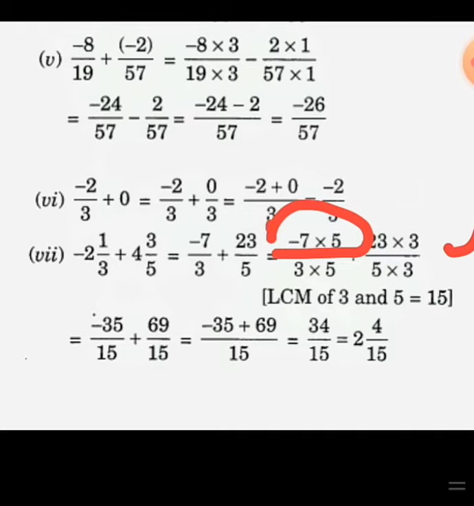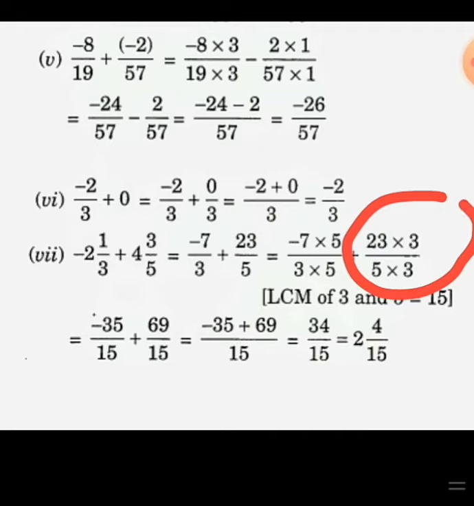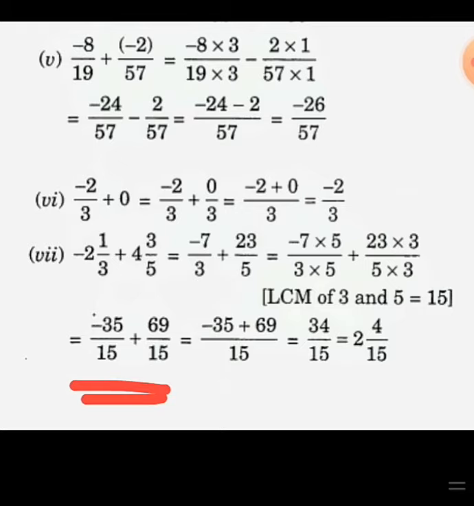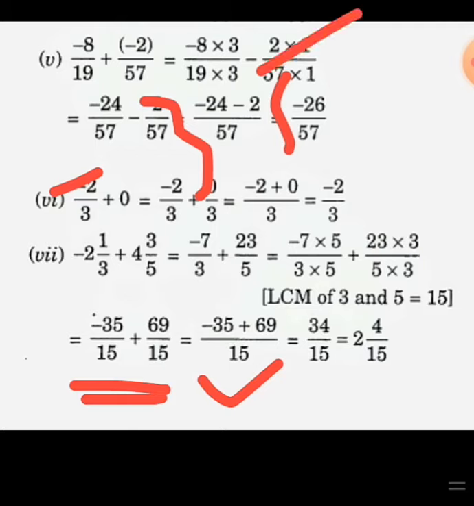So 7 5s will be 35 and minus is given, so minus 35 upon 15. Now the next part is 23 3s. So 23 3s is 69 upon 15. So minus 35 plus 69 and whole upon 15. Okay, we took the LCM, so the denominators are the same. Now we can add them together. So we have to add up minus 35 plus 69 upon 15. Now what will be minus 35 plus 69?